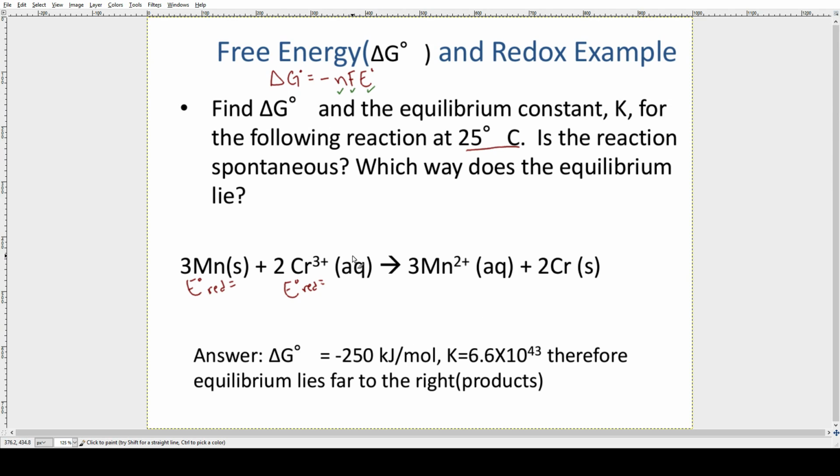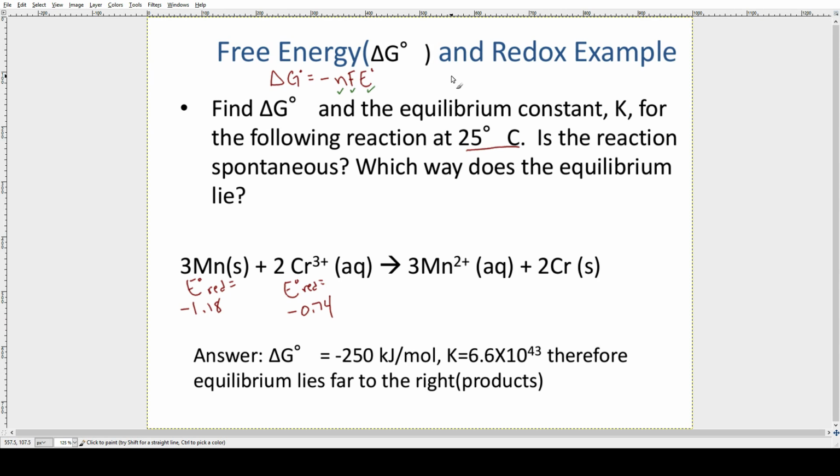So our first step is to figure out our reduction potentials. These are not given on that standard small little chart that was in your notes. You'd have to go to the internet to find them, and I have done that for you. So for manganese, it's negative 1.18, and for chromium, it's negative 0.74.